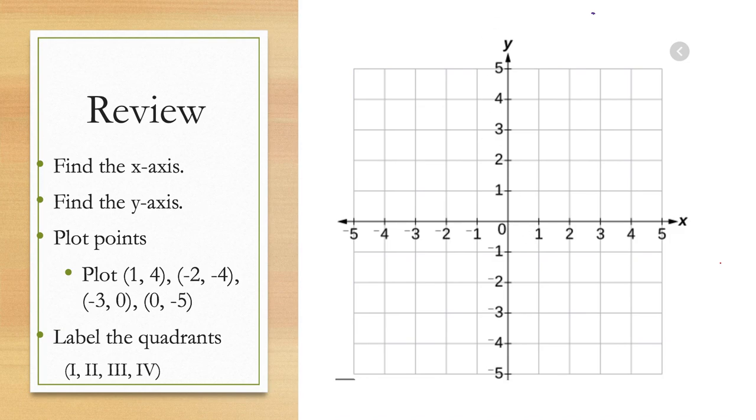Our final point is the point (0, -5). So we start at the origin and we note that the x value is 0. That means that going to the left and to the right, I don't move at all. I stay at 0. And then the y value is -5. So I'm going to move down 5 units on the y-axis and place my point. So this will be the point (0, -5).